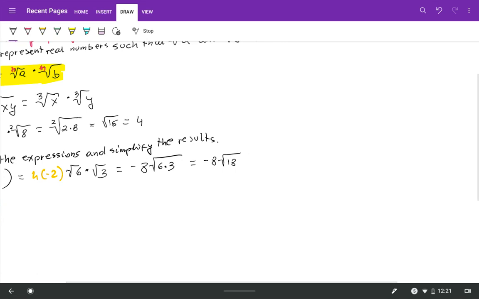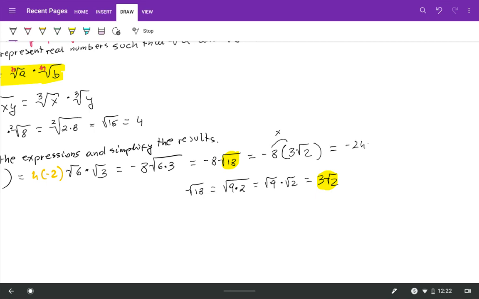And now you want to check if we can simplify the square root of 18. The square root of 18 we can rewrite as 9 times 2. This is the same as the square root of 9 times the square root of 2. The square root of 9 is 3, so this is 3 square roots of 2. So now we're going to rewrite the radical of 18 as 3 radicals of 2. So we have negative 8 times 3 square roots of 2, multiply the coefficients, so we have negative 24 radicals of 2, and that will be our final solution.